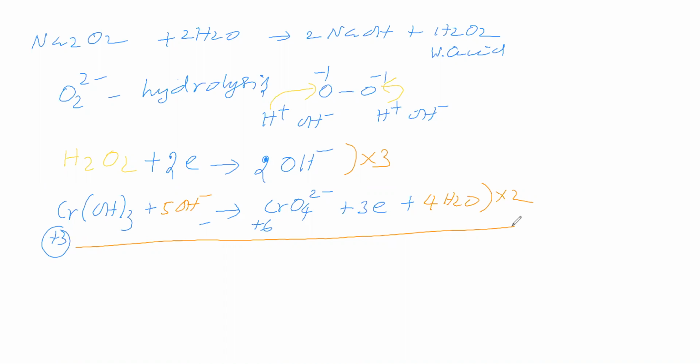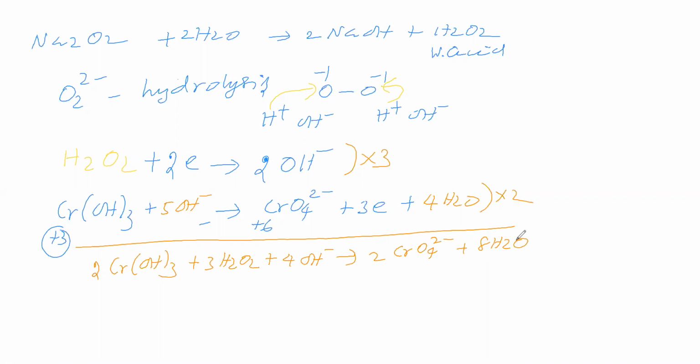In the overall reaction, chromium hydroxide Cr(OH)3 is 2 times, hydrogen peroxide 3 times, hydroxide here 6, here 10, therefore cancelling, remaining is 4 hydroxide. Remaining is 4 hydroxide we have written. Then we will write chromate, then we will write water. So this is the equation.